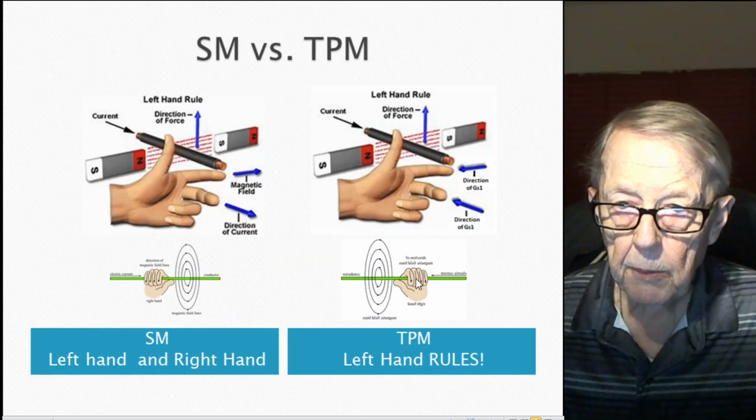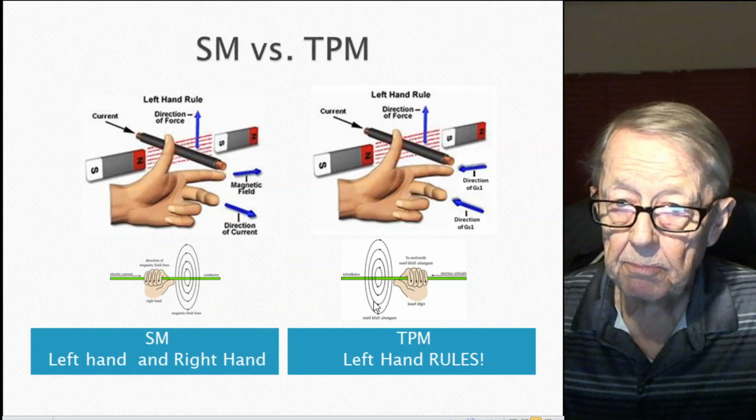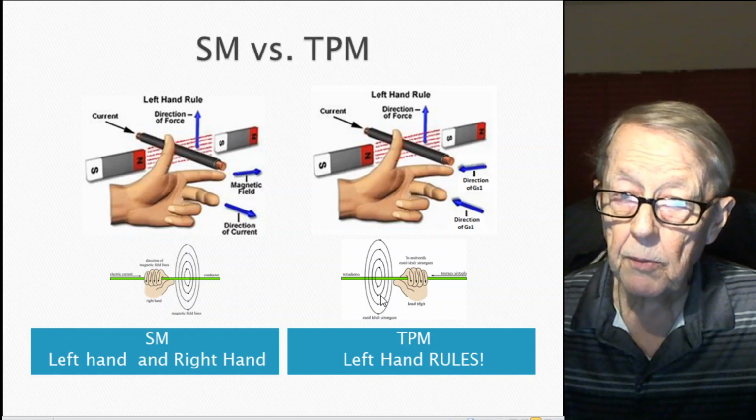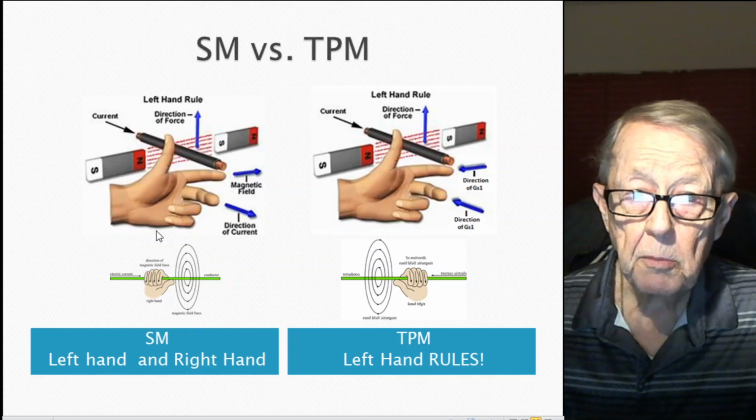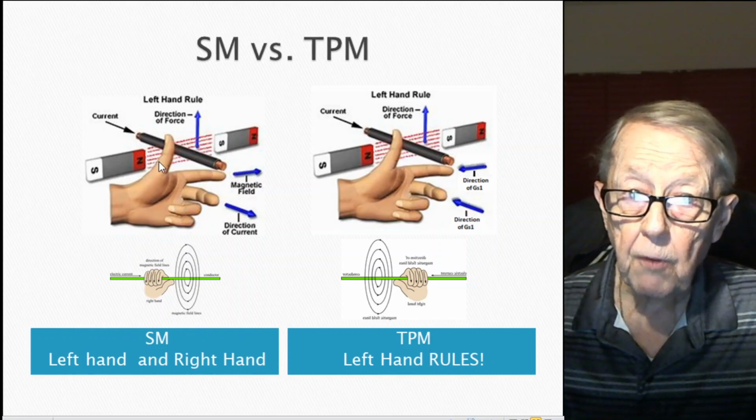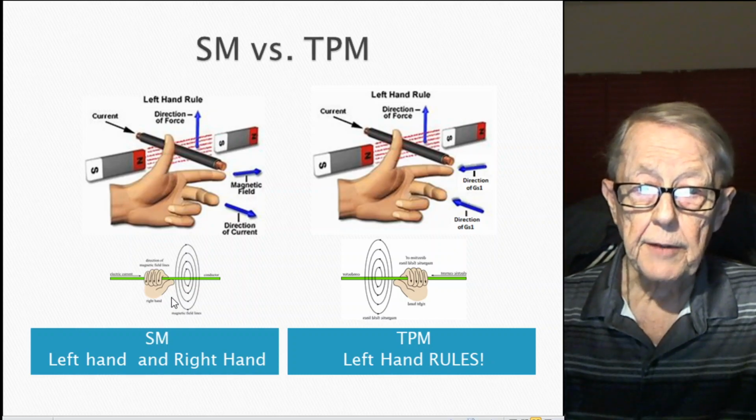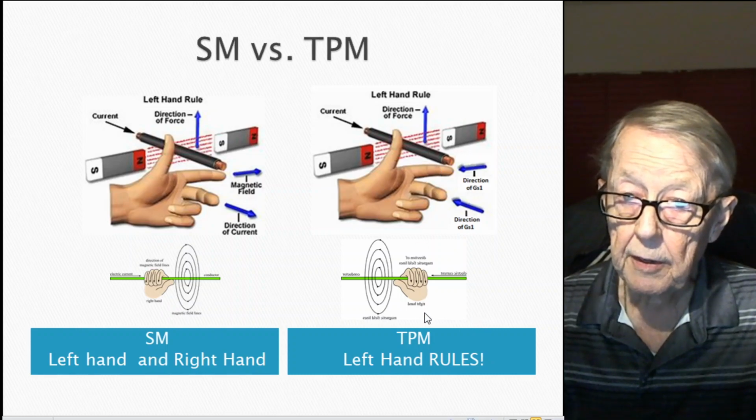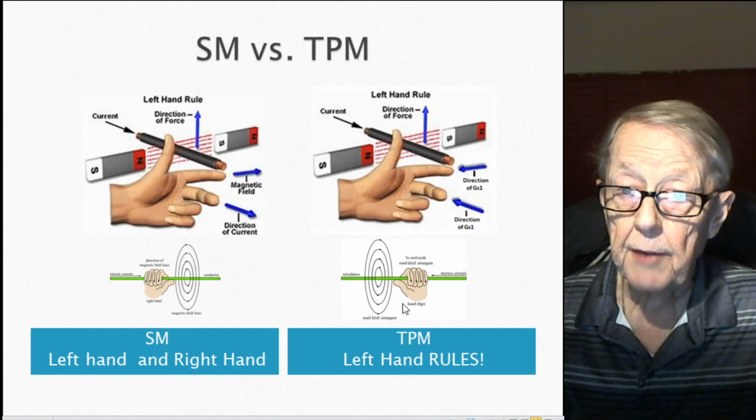These words are backwards, but you can't read them anyway, but it turns out that you end up with the same thing. But here you have to use the left-hand rule, here you use the right-hand rule. So the standard model uses the left-hand rule to show you the direction of the force on the ray or the wire, and they use the right hand to show this. But in the particle model, the left-hand rules, we use the left hand in both cases.